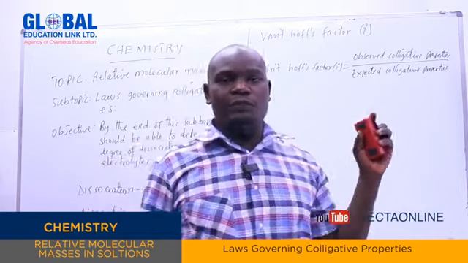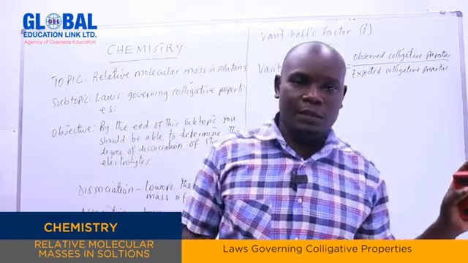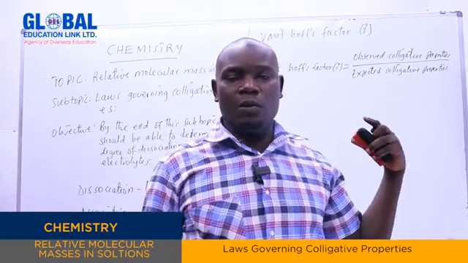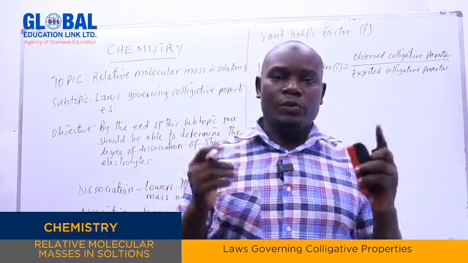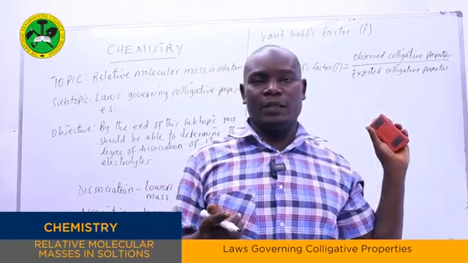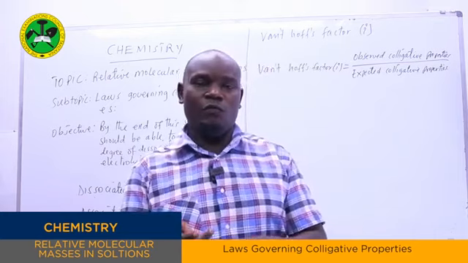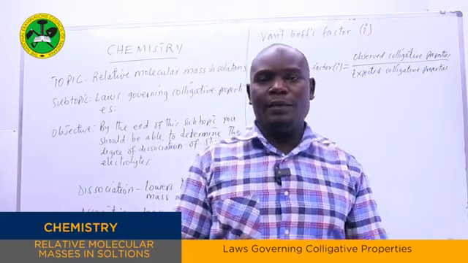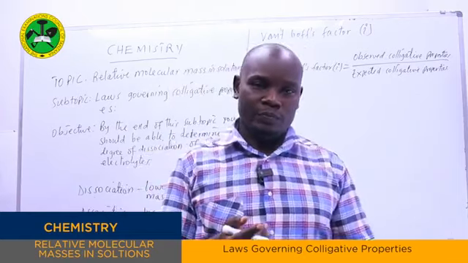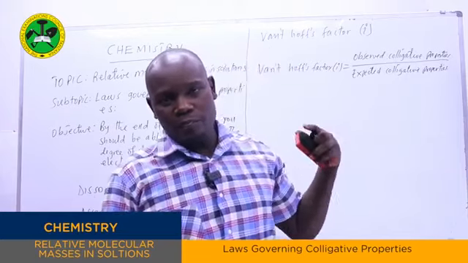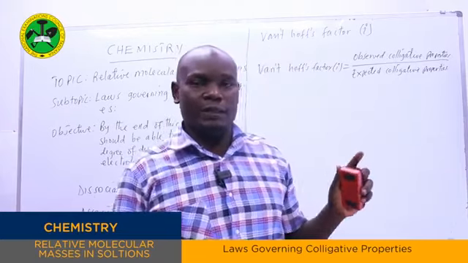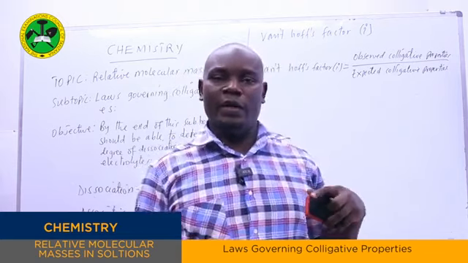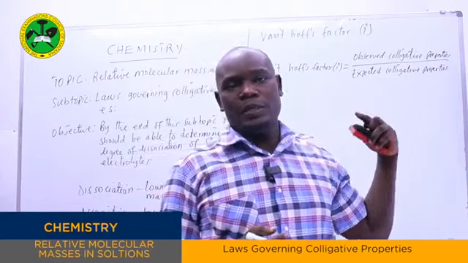So the Van 't Hoff's factor is determined by taking the observed colligative property divided by its expected or calculated colligative property. You remember these colligative properties. If it is lowering of vapor pressure, it will be the observed lowering of vapor pressure divided by the expected one. If it is boiling point elevation, then the Van 't Hoff's factor will be calculated by taking the observed boiling point elevation divided by the calculated boiling point elevation.